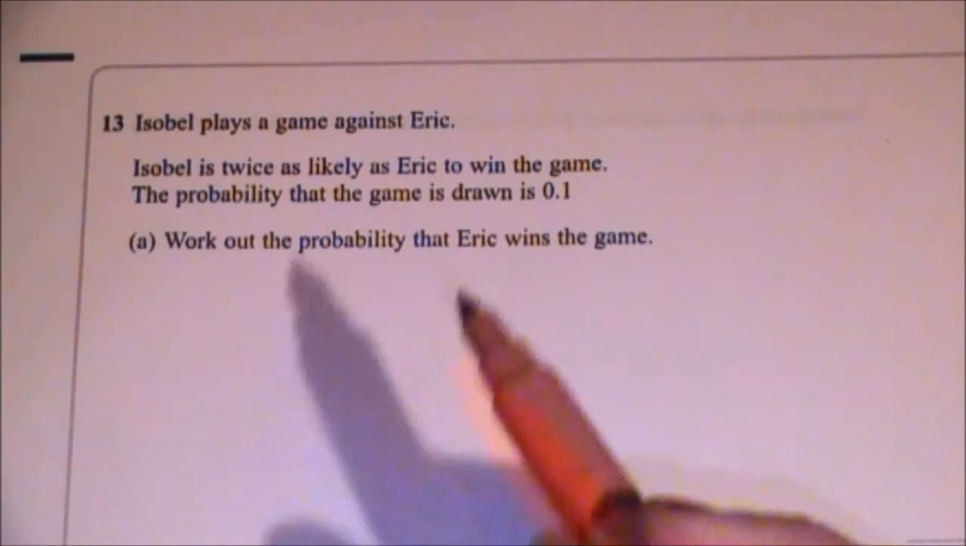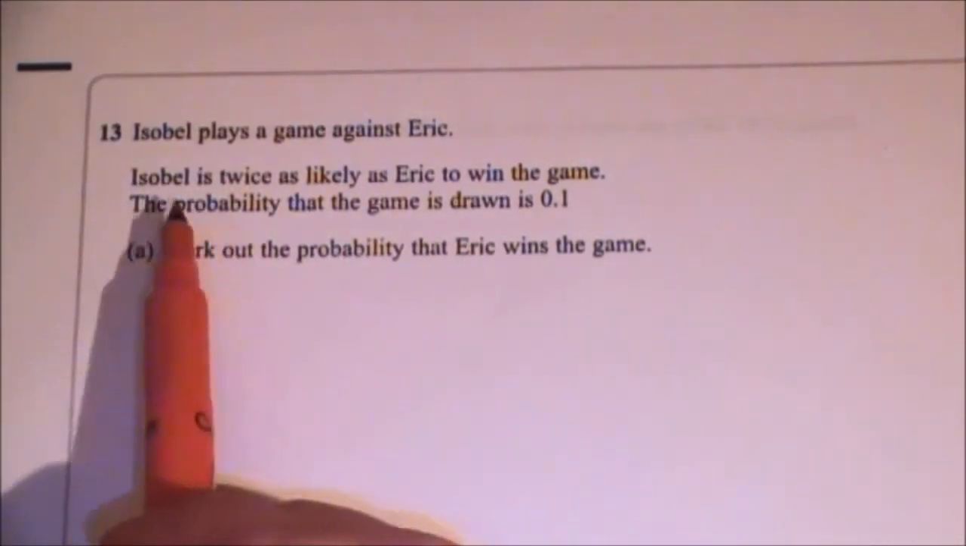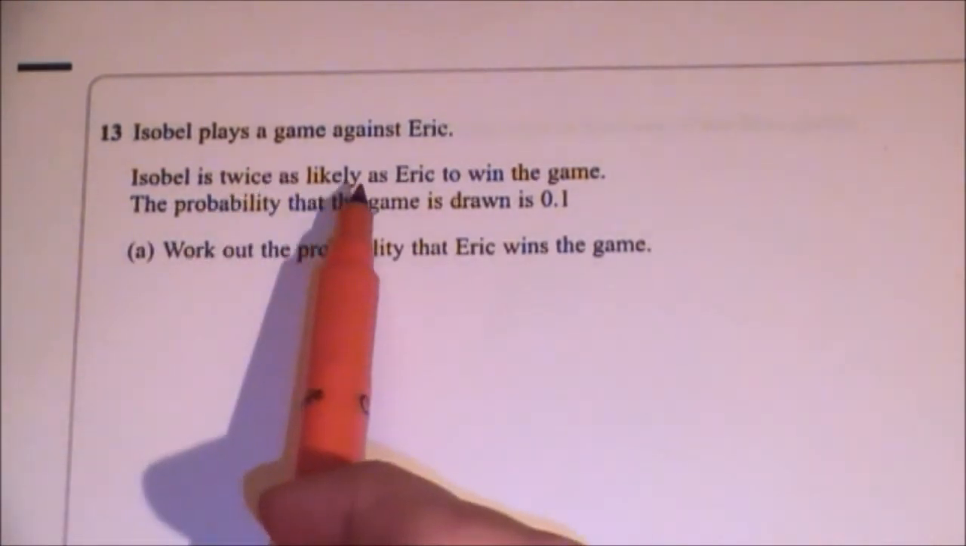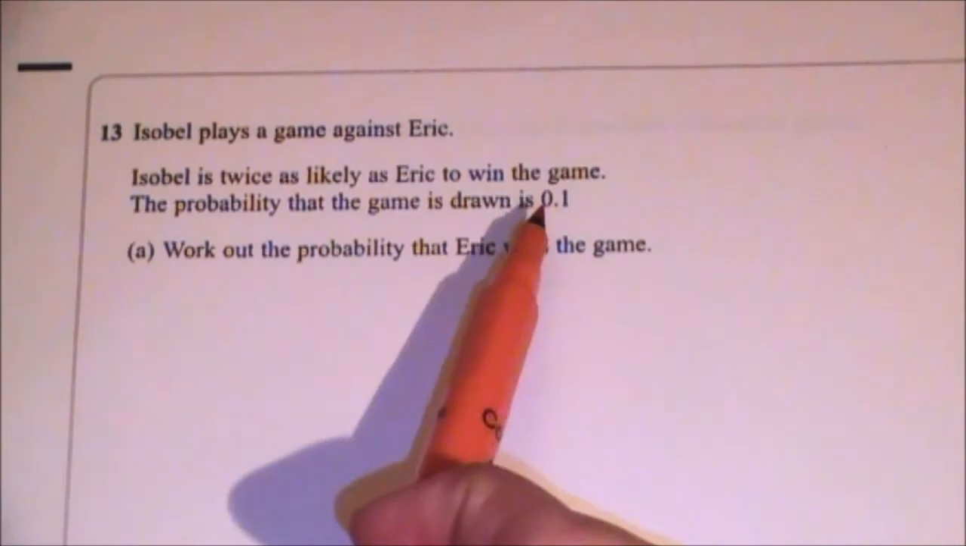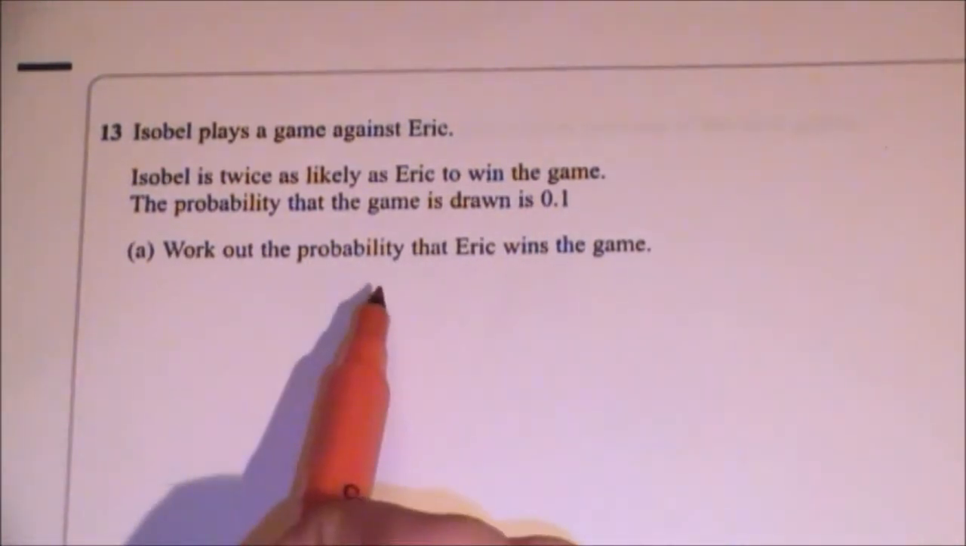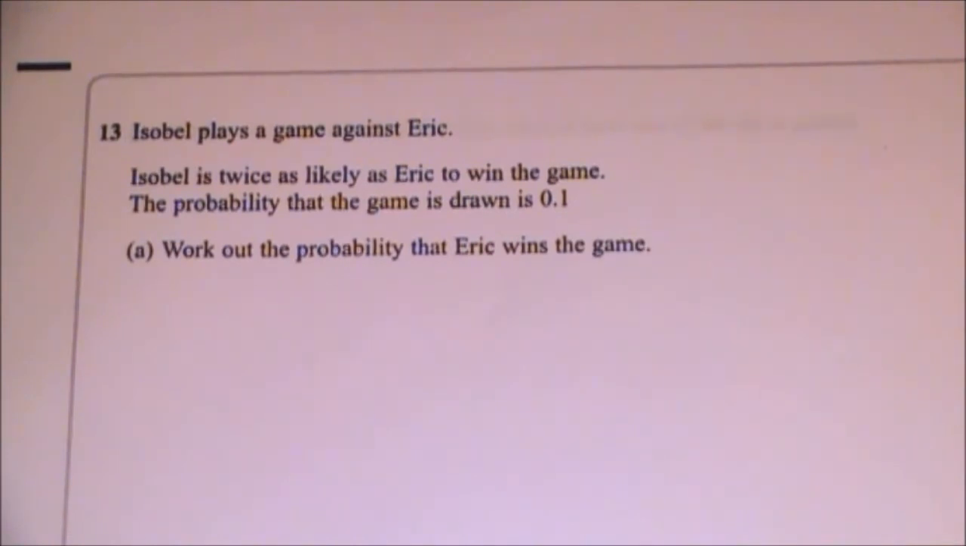Question 13 is a tricky probability question. Isabel plays a game against Eric. Isabel is twice as likely as Eric to win the game. The probability that the game is drawn is 0.1. Work out the probability that Eric wins the game. So I'm looking at the probability that Eric wins the game.